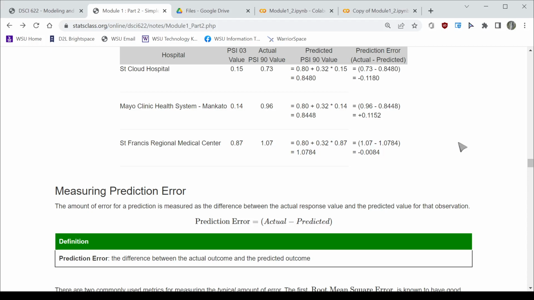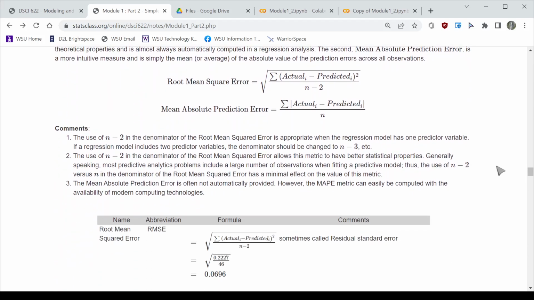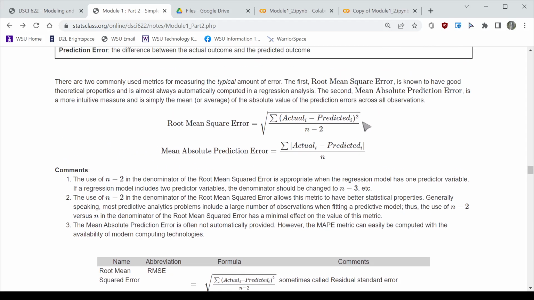Okay, so how do I measure prediction error? You can see that I get a prediction error for every single hospital. How do I go about measuring what a typical amount of prediction error is? One of these we've already talked about in the previous module, and that is the mean absolute prediction error. There is a second one that is more common, at least when you are thinking about statistical modeling, and that is the root mean square error.